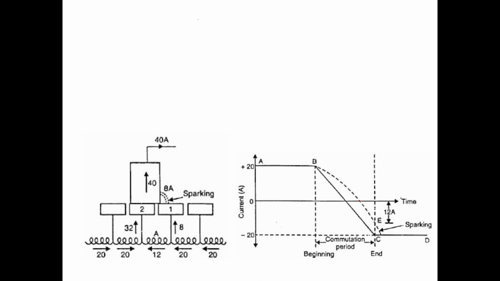But what happens practically, there will be some delay. For example, the whole of the current, that means 40 ampere current, is flowing through 3, but due to some inductance, some of the current is still flowing through this circuit, otherwise it is being removed from this commutator.